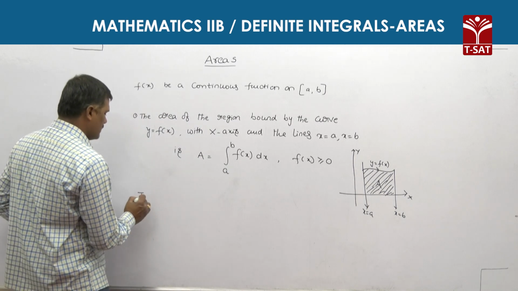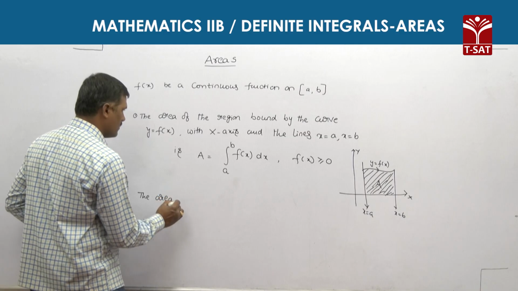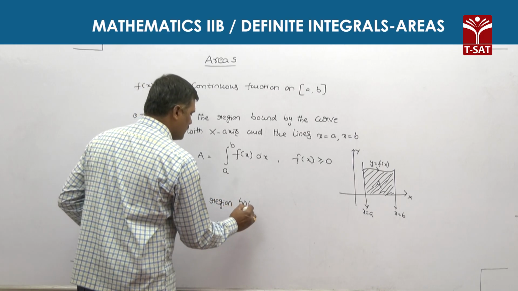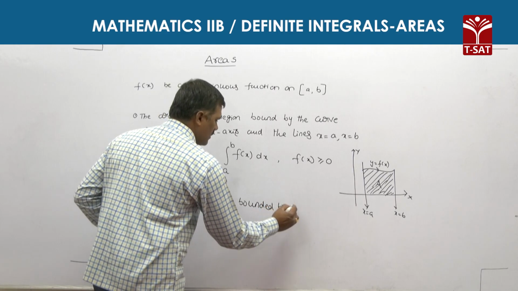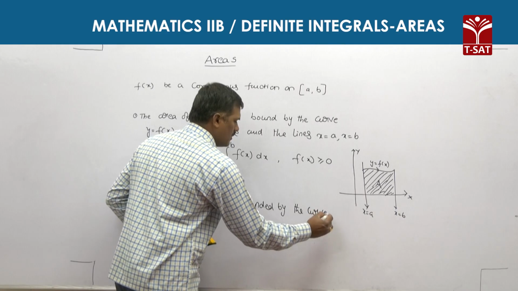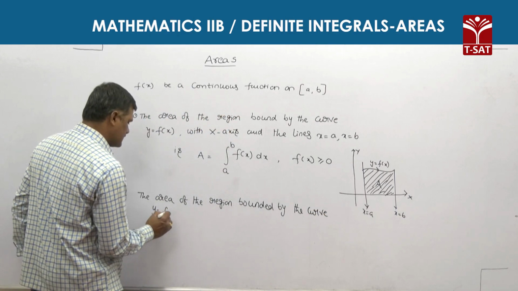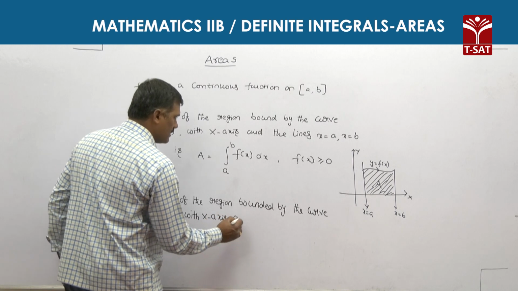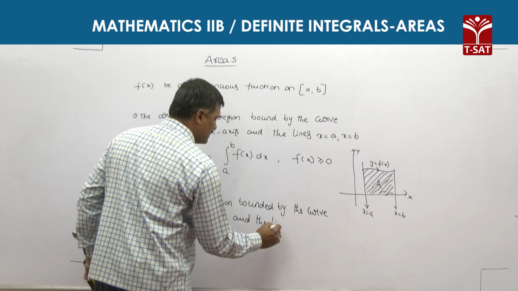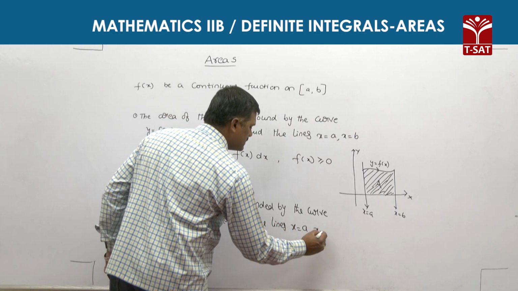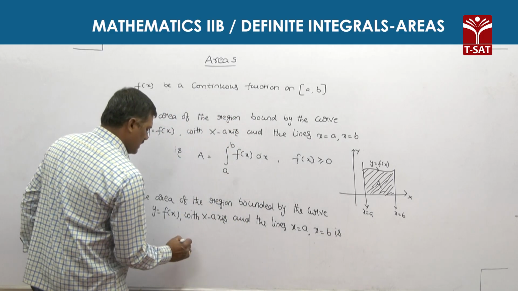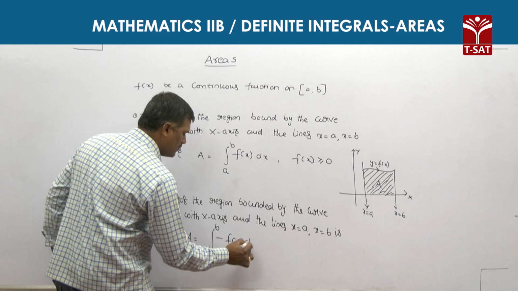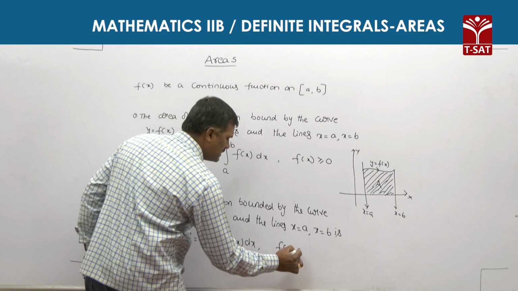The area of the region bounded by the curve y equals f of x with the x-axis and the lines x equals a, x equals b is area A equals integral of a to b of minus f of x dx, if f of x is less than or equal to 0.